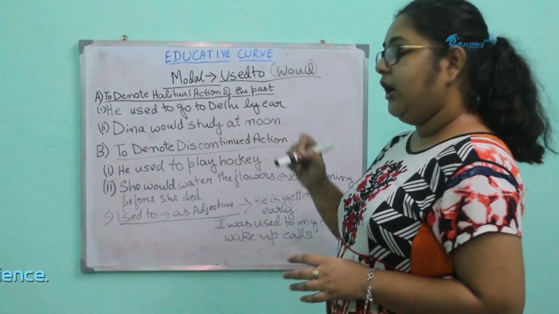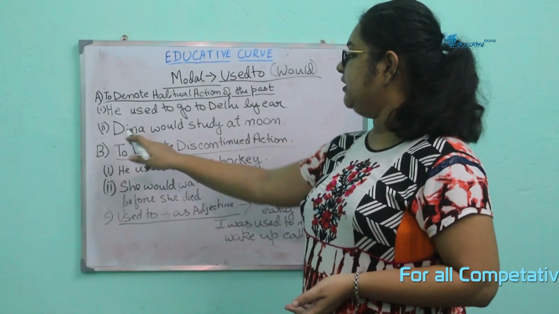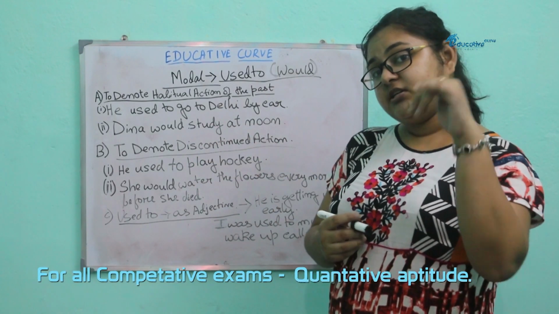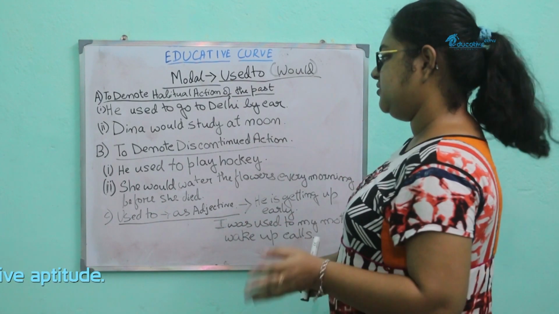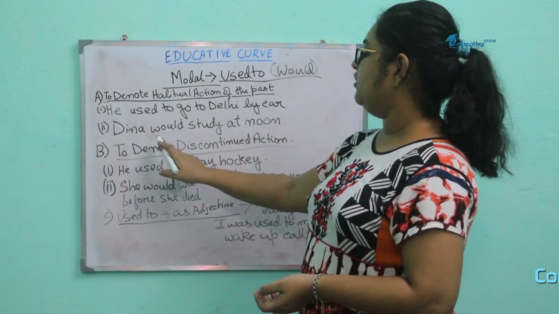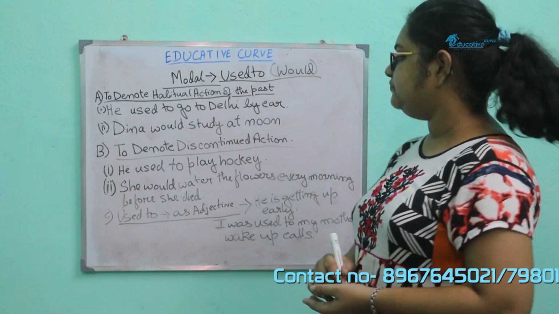Now how would we use used to with would? See, Dina would study at noon. That means Dina studied at noon before. Now maybe she doesn't study at noon, but that doesn't matter really. She used to study at noon. Dina would study at noon. Both denote the same thing.